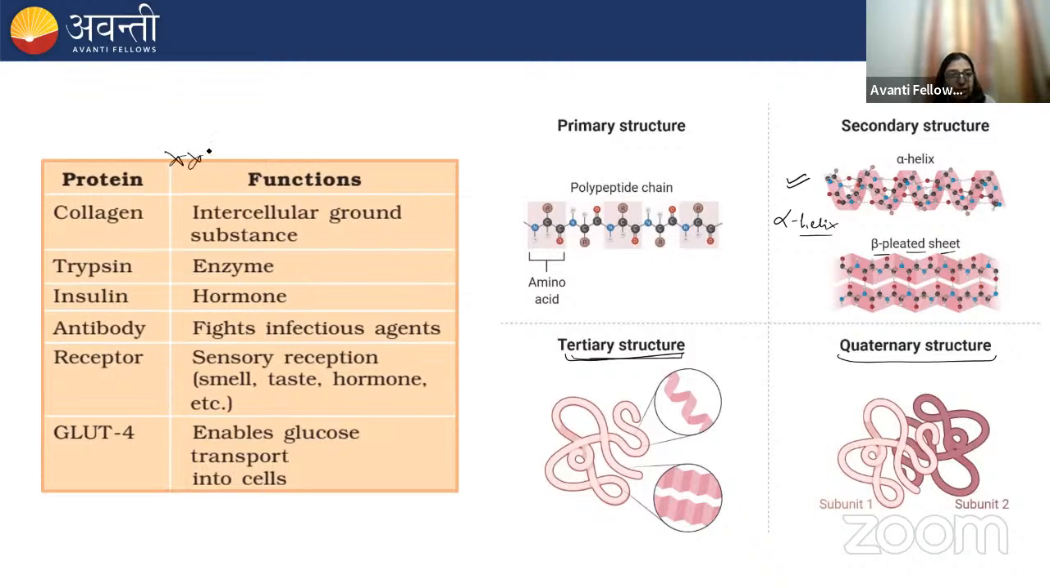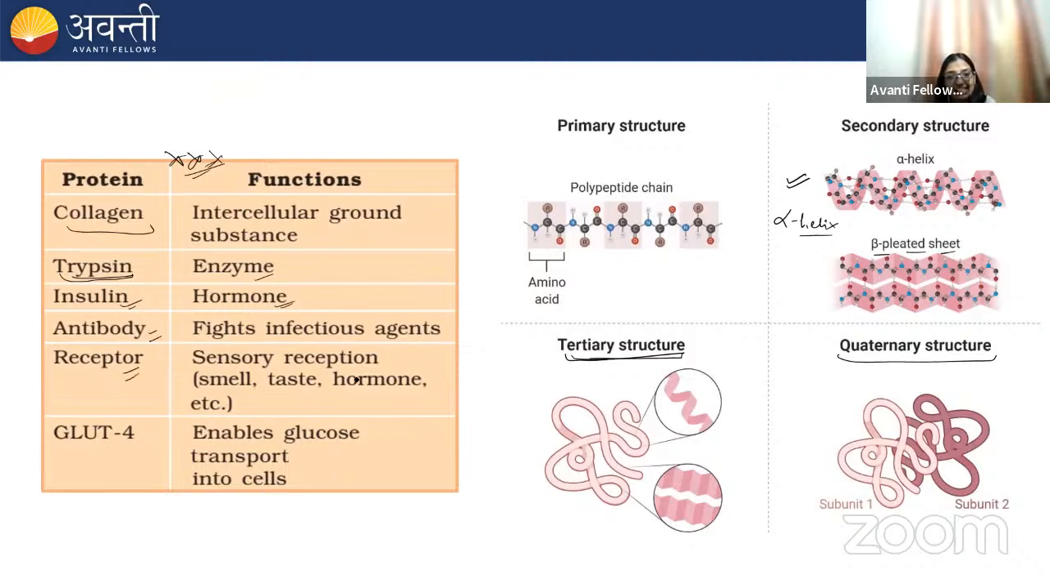This table shows you the functions of proteins. Collagen is a protein and its function is the intercellular ground substance. Trypsin is a protein and it functions as an enzyme. Insulin is a protein. It functions as a hormone. Remember, insulin is a peptide hormone. Antibody is a protein and its function is to fight against infection.